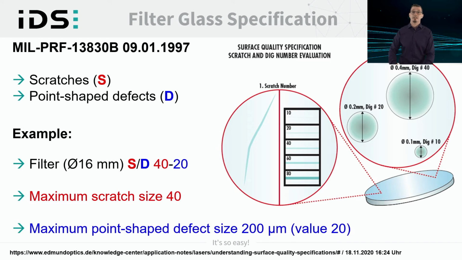As an example, let's take a 16mm filter glass with a specification of SD 40-20. Let's start with the scratches. The darkest scratch or the scratch with the highest contrast will be compared to a sample. With this sample, the employee can decide if the filter is matching the requirement of a maximum scratch level of 40. The darkest scratch must not be darker than 40. The length of the scratch is not evaluated in this step. The point-shaped defects are also classified with a reference value. Point-shaped defects with a defect value of 20 shall not be larger than 0.2 mm or 200 micrometers.